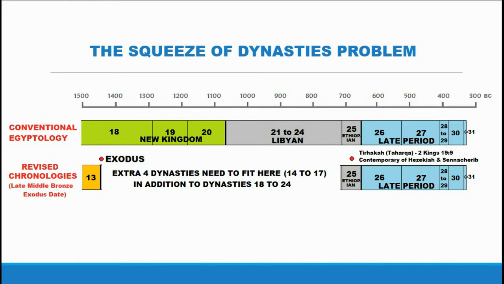One thing that is virtually common to all revised chronologies is that they place the Exodus at the end of Egypt's Middle Kingdom during Dynasty 13 in the Middle Bronze Age, as opposed to placing it in the Late Bronze Age during either Dynasty 18 or 19, without altering the dating of Egypt's dynasties.